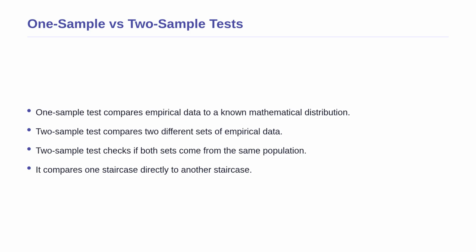The two-sample test, on the other hand, compares two different sets of empirical data against each other to see if they come from the same underlying population. Instead of comparing a staircase to a smooth curve, the two-sample test compares one staircase to another staircase, looking for the maximum vertical gap between the two empirical lines.